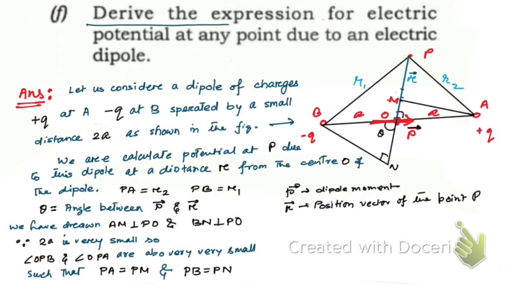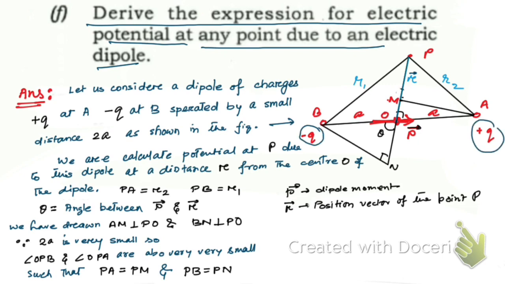So derive an expression for electric potential at any point due to an electric dipole. So here you see I have taken an electric dipole consisting of charge minus q and plus q, minus q at B and plus q at A, right? So we have to calculate the potential at this point P, right? And which is r distance apart from the center of the dipole, right?